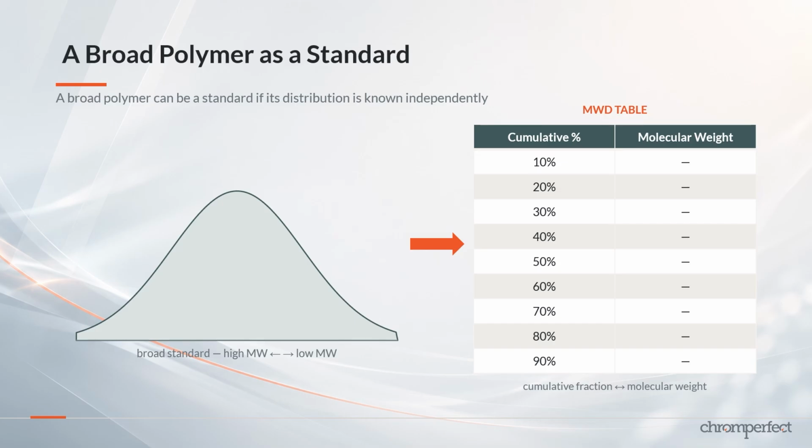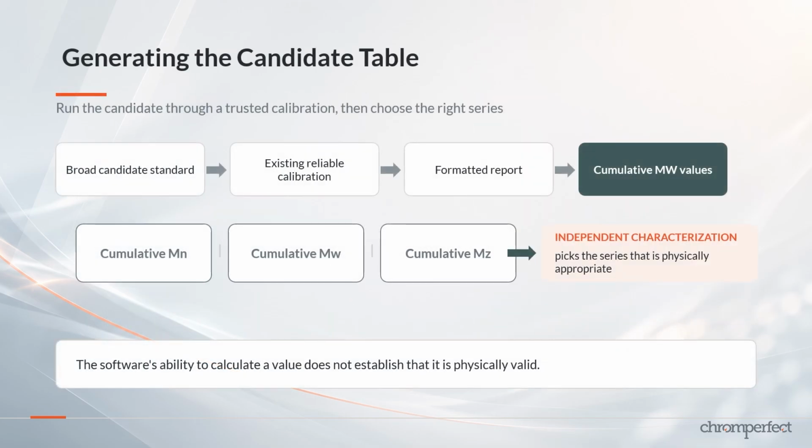An MWD table relates cumulative sample fraction to molecular weight. For example, it may state the molecular weight at which 10%, 20%, and continuing through 90% of the sample mass has eluted. To create such a table, the broad candidate standard is first analyzed using an existing SEC calibration that is believed to be reliable. A formatted report is then generated.